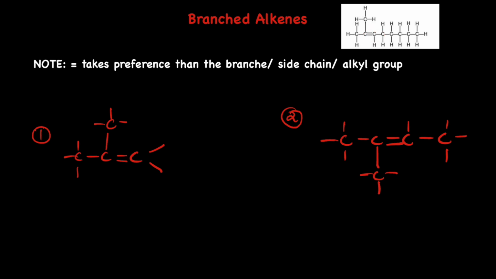Now this is a very important thing. The double bond takes preference over the branch or the side chain or an alkyl group. What does it mean? If there's a double bond there, in terms of numbering the carbon, you only look at the double bond. You do not consider the side chain or the branch in that case.